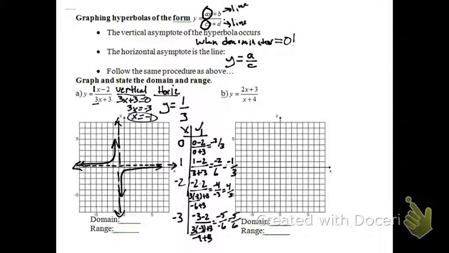The domain is all reals but the vertical asymptote, so x cannot be equal to negative 1, and the range is going to be all reals besides y cannot equal 1/3. That was the only output we can't get.